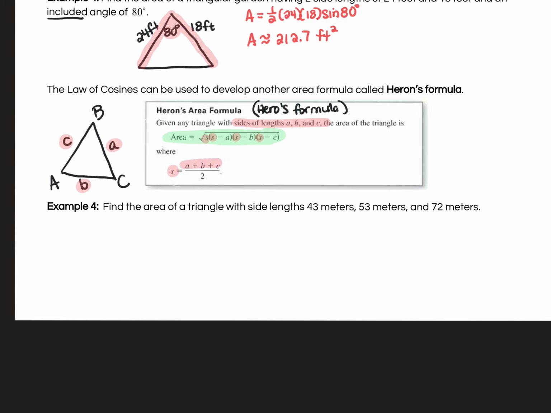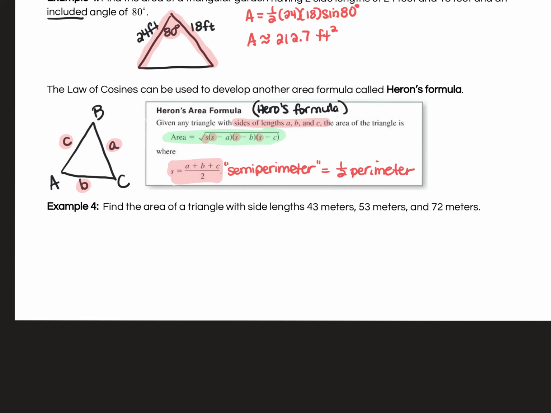S is called the semi-perimeter, if you're curious about it. It means half the perimeter. So when I say find the semi-perimeter, I'm just saying find the perimeter and divide by 2. And then that's what we're going to plug into our area formula.